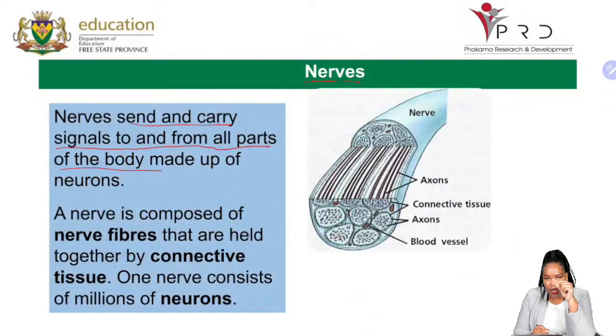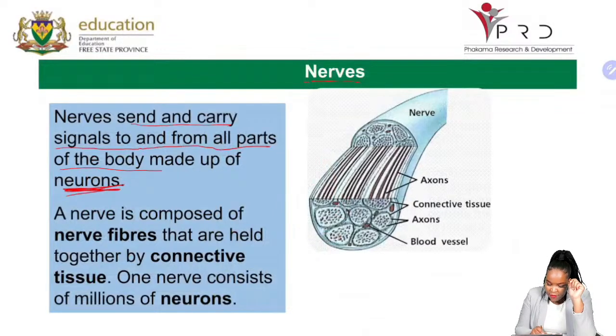So here on my finger, if I get stimulus, the nerves on my finger are the ones that are going to send that stimulus to the rest of the body or to the central nervous system where they are going to be processed and allow me to respond. So the nerves are the ones that are doing the job. And these nerves are made up of neurons.